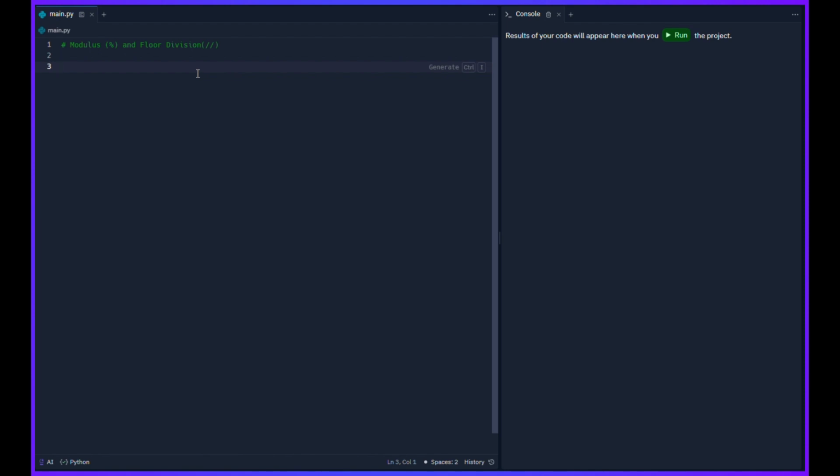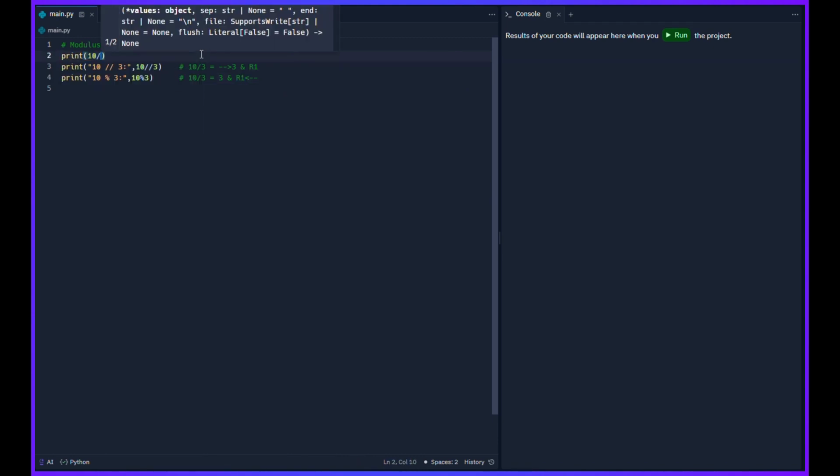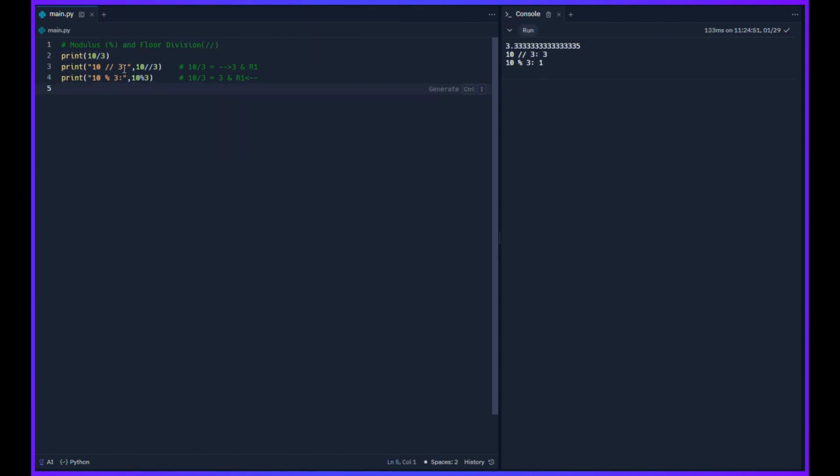So for example, let's say we have 10 divided by 3. It would look like that. And if we had the same thing with the modulus operator, we'd be given the remainder. So simply, 10 divided by 3 is just going to be 3.333 continuous. And if we do 10 with the floor division, we're just going to get the 3, the whole number.